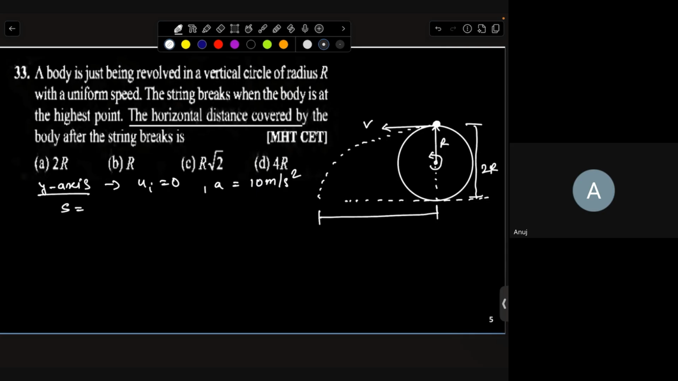Okay, so we can use this formula S equal to ut plus half at square. That is S is equal to u is 0, so 0 plus half into 10 into t square. Correct? Where S is nothing but 2r, equal to half into 10 into t square. Or if you want to keep it like g only, you can take it as g also, because later on it will get cancelled. Okay, so what is t square we are getting?